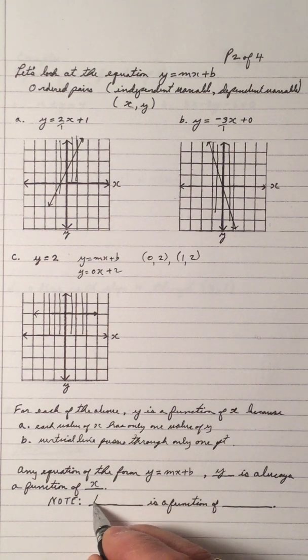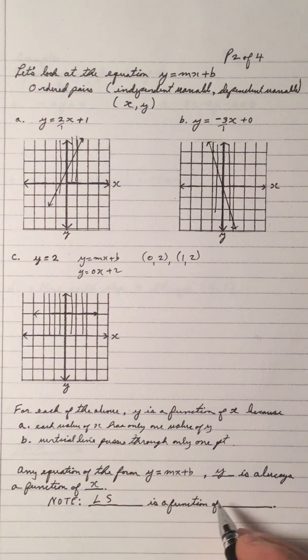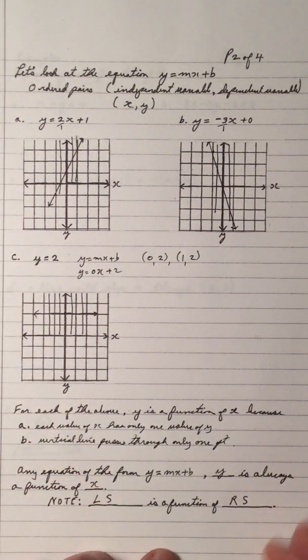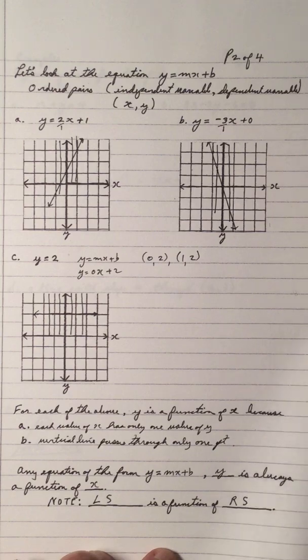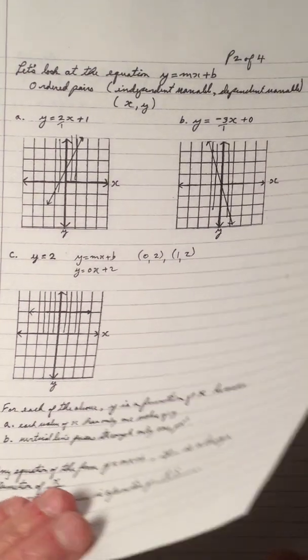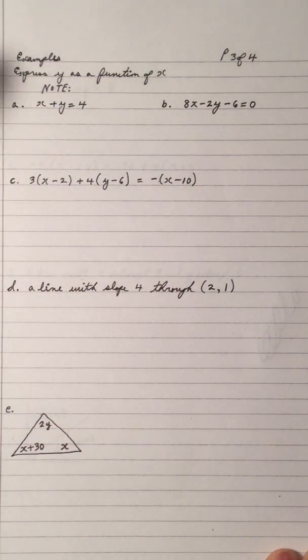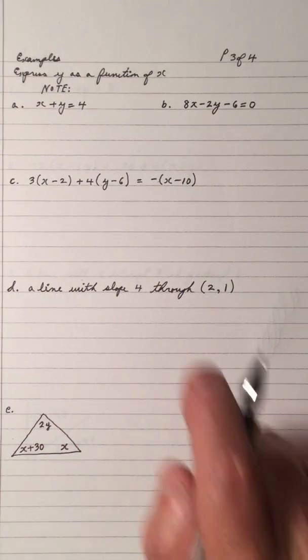The left side, LS, is a function of the right side. And that's going to take us, if y is a function of x, that means we're solving the equation. The equation is y equals mx plus b. So the left side is a function of the right side. Let's do some examples. Y is a function of x.